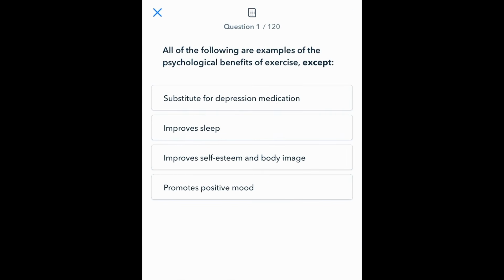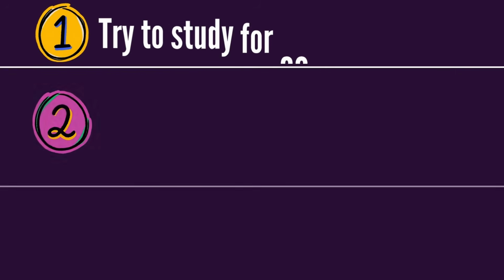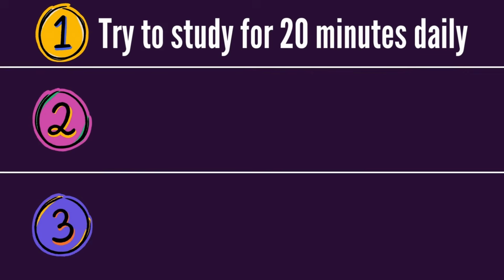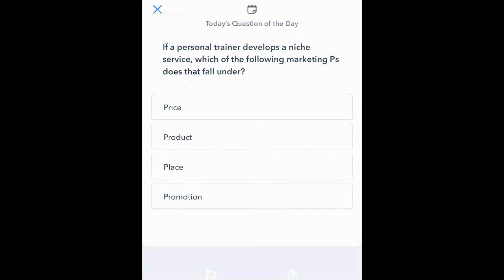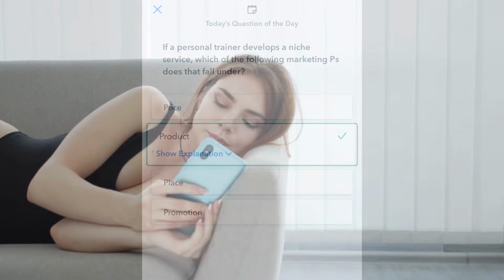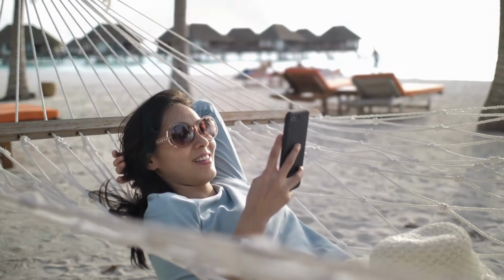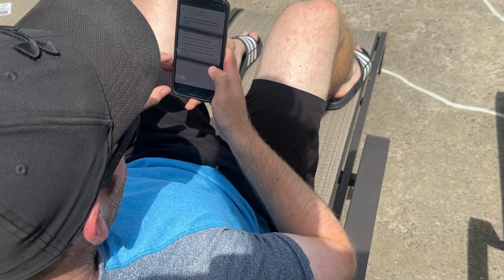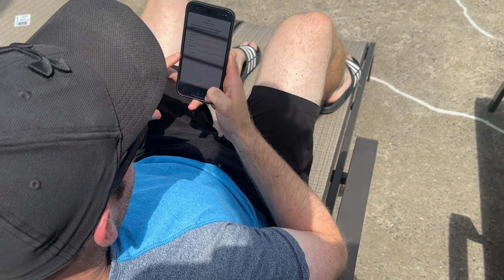In using this app to study, I want all of you to focus on 3 key things. First off, I want you to try to study for 20 minutes every day. You should do the question of the day every single day, and you should do a few quick 10-question quizzes as well. I don't care if you're on your couch with the TV on in the background or if you're on vacation. Pocket Prep is easy to use anywhere.